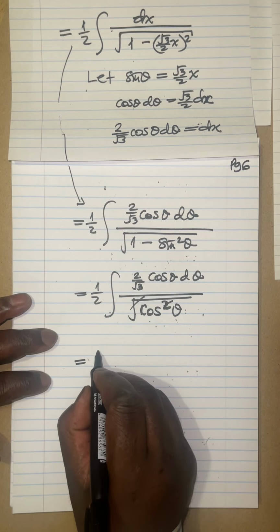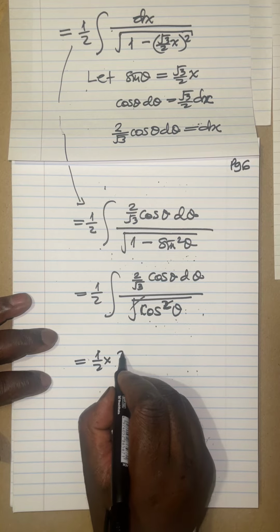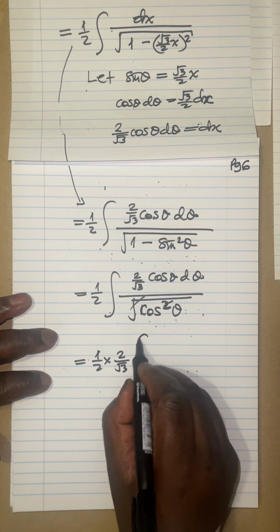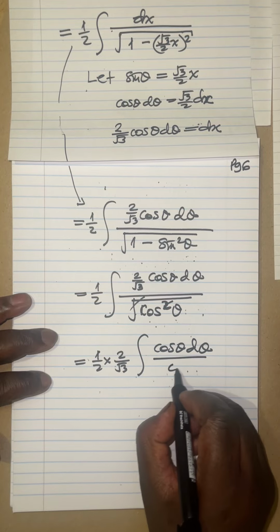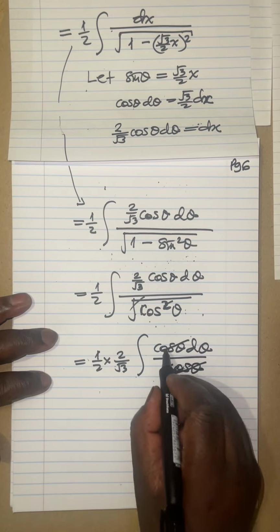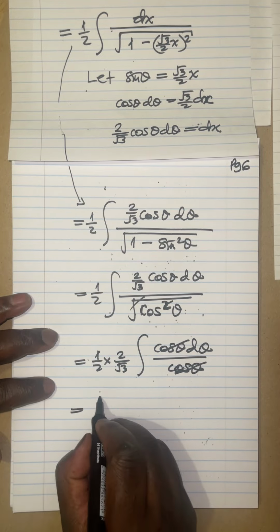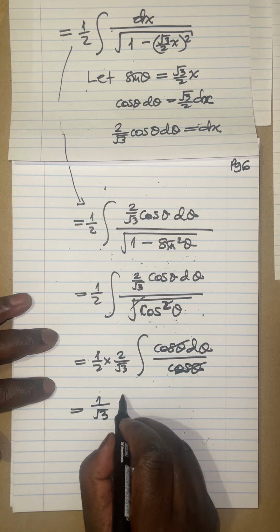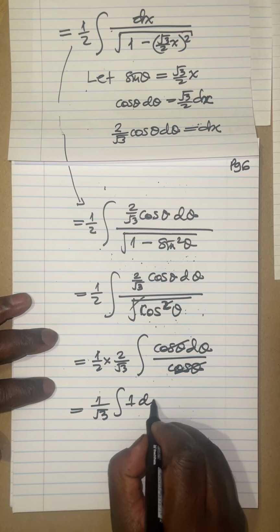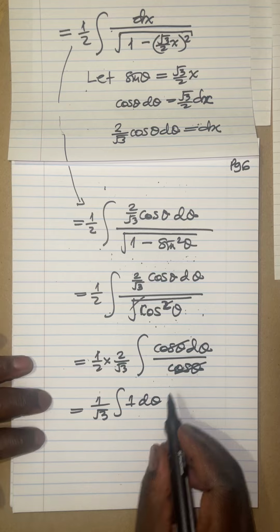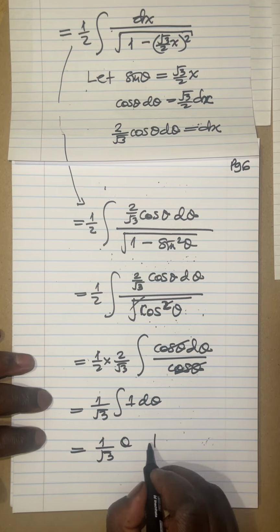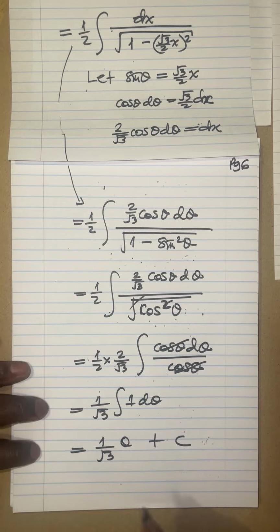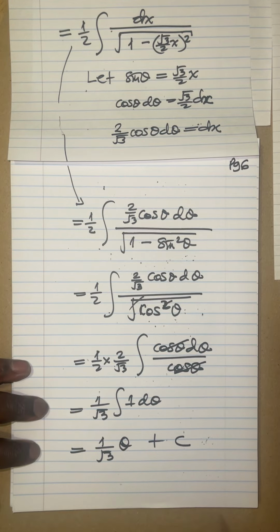So what I have now is 1 over 2 times 2 over root 3, and then the integral of cos theta d theta all over cos theta, and these cancel, and what you have here is 1 over root 3, and then the integral of 1 d theta, because these cancel and you have 1, and this simplifies to 1 over root 3 theta, and I must say plus c, because this is an indefinite integral.